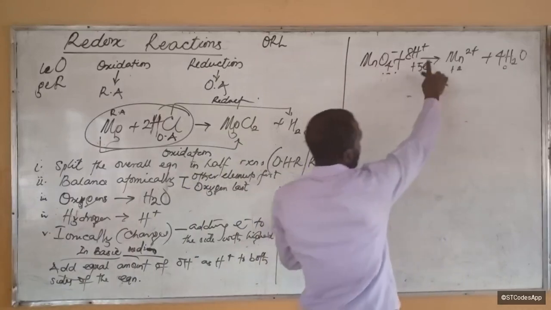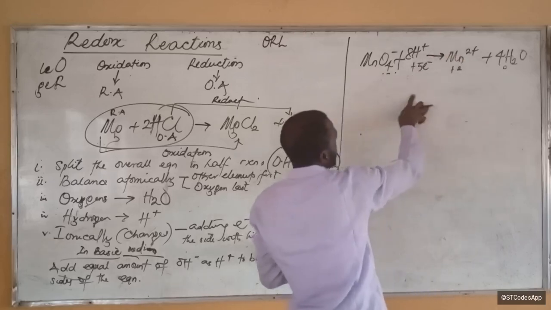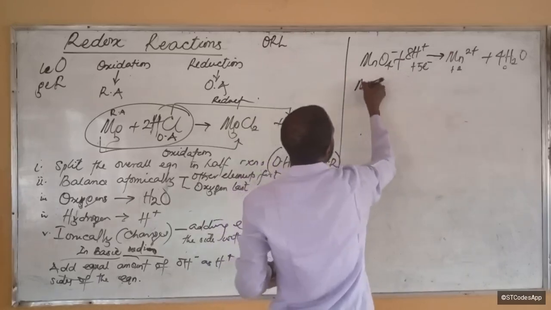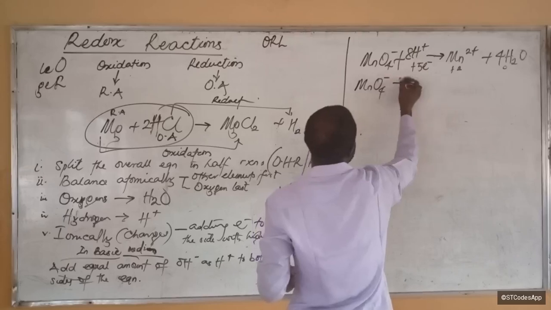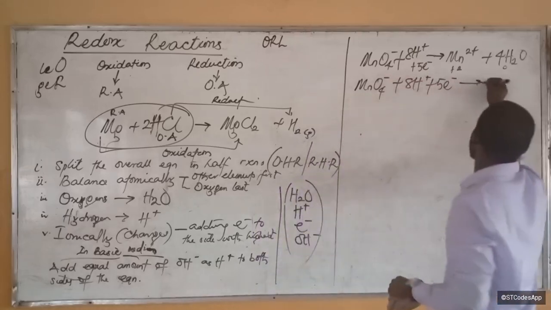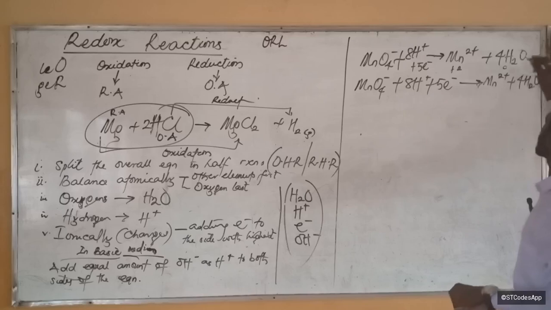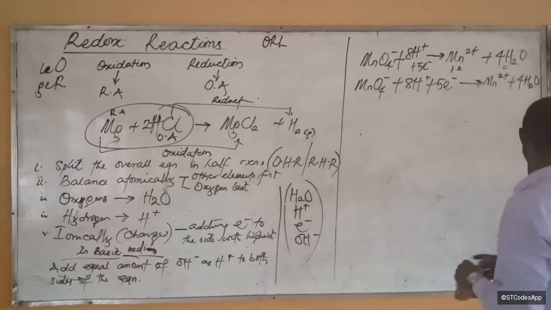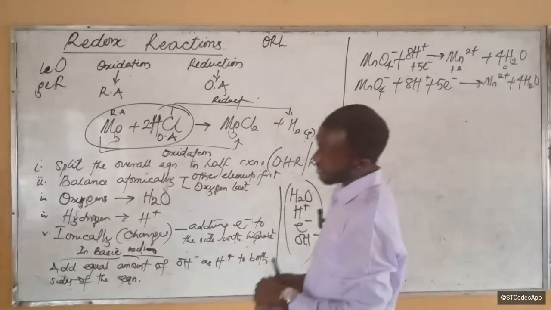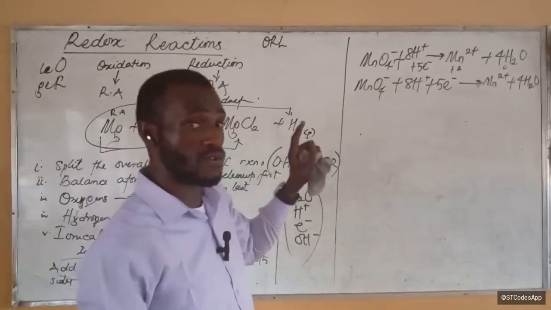So you see that you need to leave space, so that it can contain everything you want to write. So the balanced half reaction I have here is MnO4 minus plus 8H plus plus 5e minus to give Mn2 plus plus 4H2O. Does this make sense? If you check this out, you'll see that it is balanced both atomically and ionically. So this is the balanced half reaction, not the full reaction.